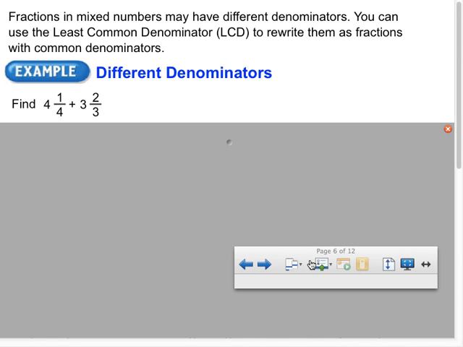Can you tell the class what the LCD is going to be? 12. So, can I get somebody to walk us through this? Jeremy, I don't think I've heard from you today. Can you walk me through it? So the LCD is going to be 12.